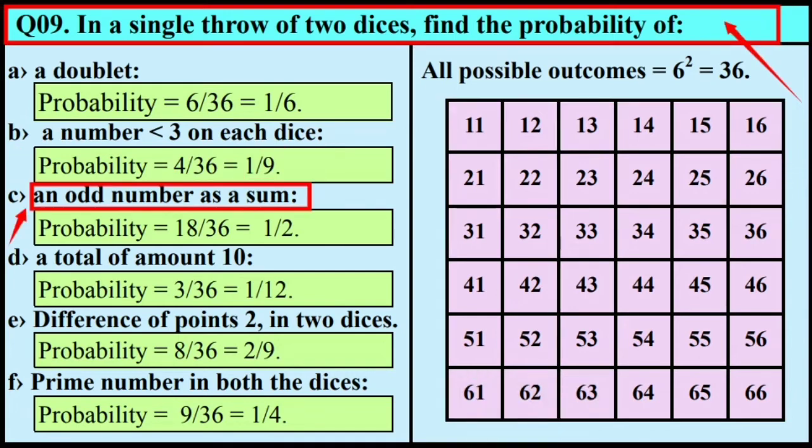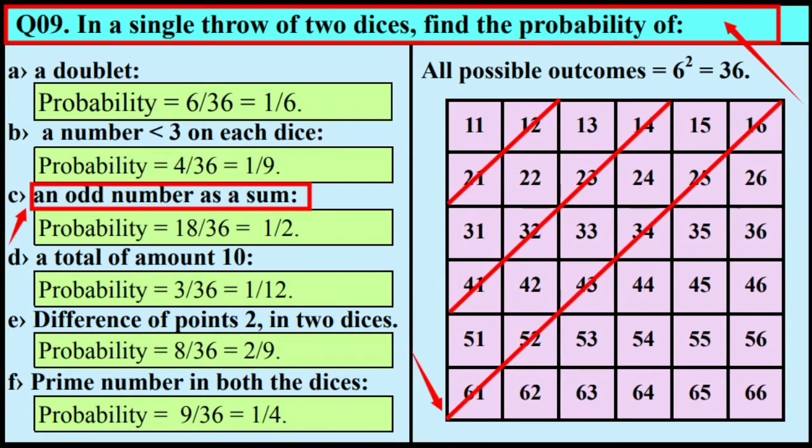Number C. Find the probability of getting an odd number as a sum. Since the question is related to the sum of points, I look for a line that is right diagonal or a line parallel to right diagonal where the sum is an odd number. Observe the first line parallel to right diagonal where the sum of points in two dice is 3, an odd number. Observe the second parallel line where the sum of points in the two dice is 5, an odd number.